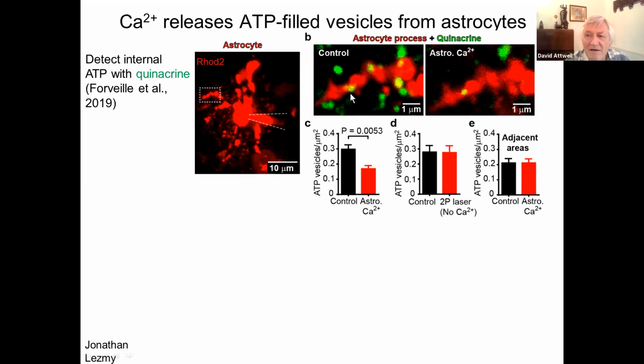most of these vesicles disappear because they're released into the extracellular space. You can see the number of vesicles is roughly halved. If you do this without the calcium cage in the astrocyte, there's no change in the number. And if you look in adjacent areas away from the astrocyte, there's also no change in these little green blobs.